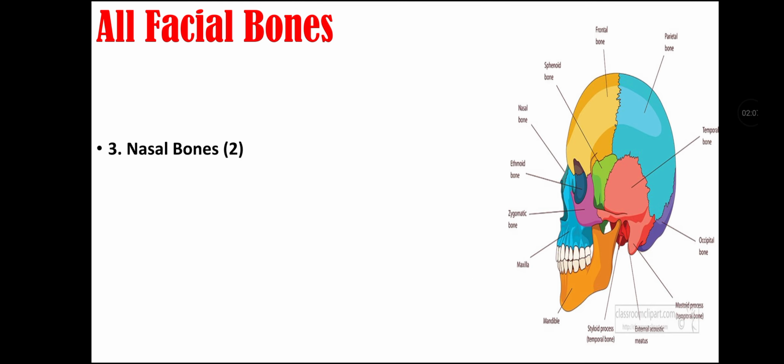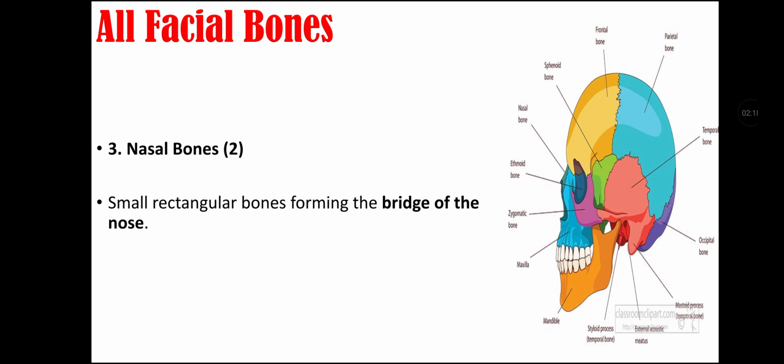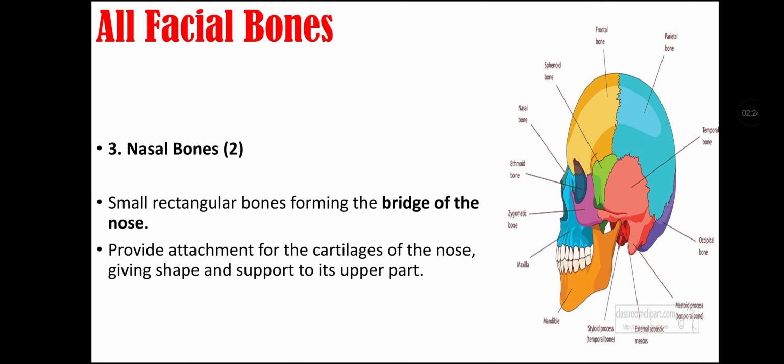Next facial bone we have is nasal bone. As you can see in diagram, the green color bone just in front of maxilla is the nasal bone. They are paired bones, that means there are 2 nasal bones in every skull. They are small rectangular bones that form the bridge of the nose. They provide attachment for cartilage of nose. They give shape and support to its upper part.